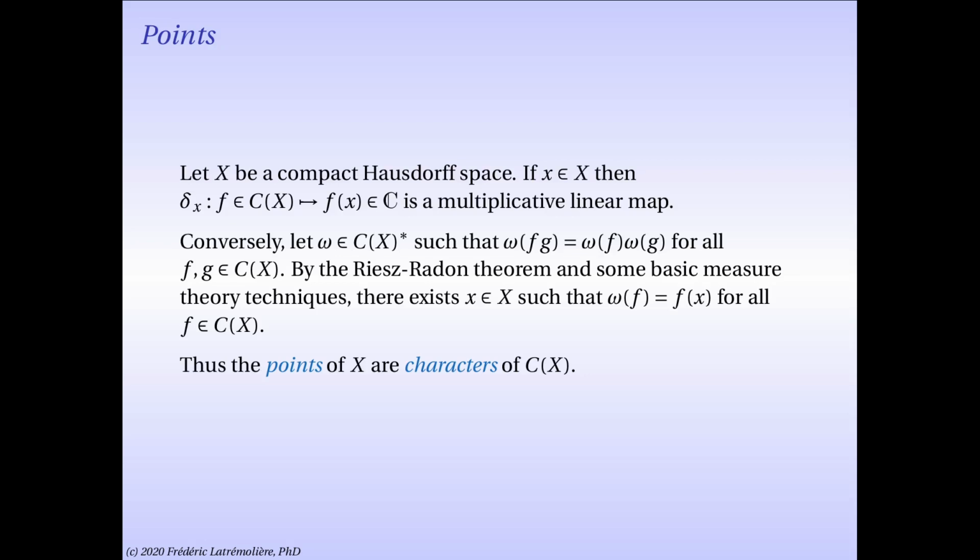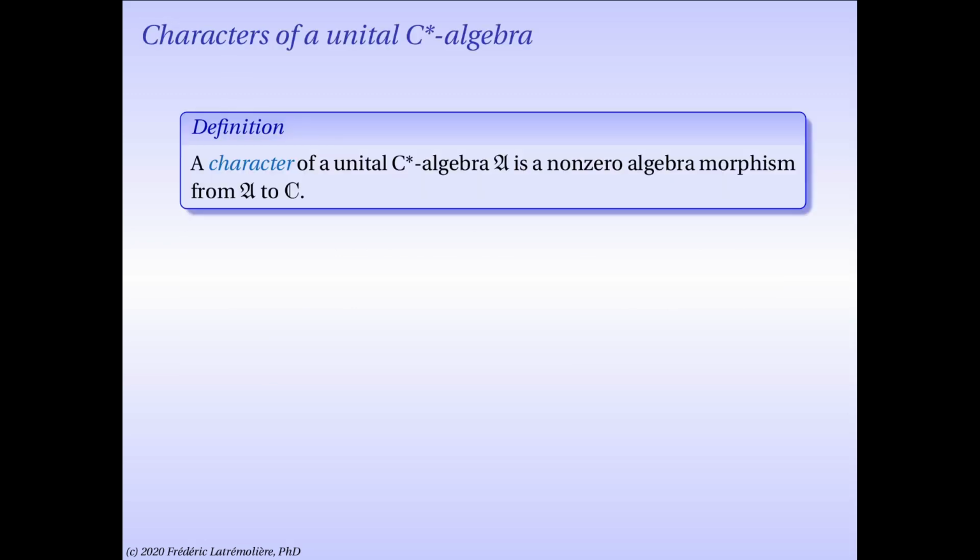So we have essentially shown that the concept of a point in a space is reflected exactly at the level of the C-star algebra C of X in terms of what we are now going to dub characters, that is, certain kind of multiplicative linear functionals. Specifically, a character of a unital C-star algebra is a non-zero algebra morphism from the algebra to the complex numbers.